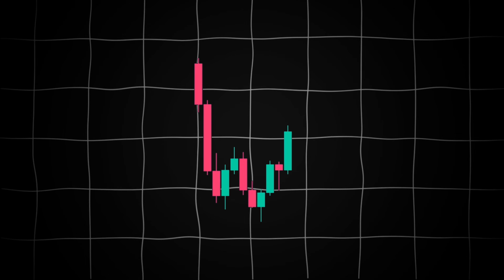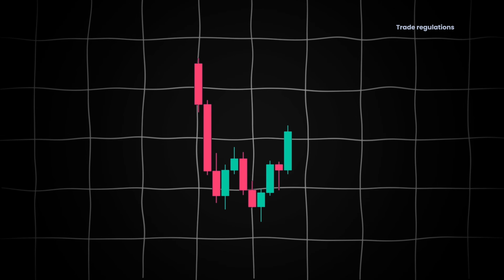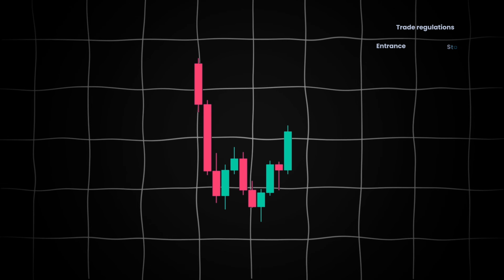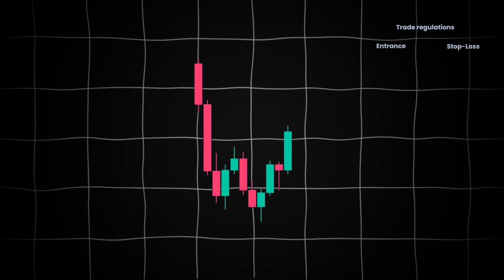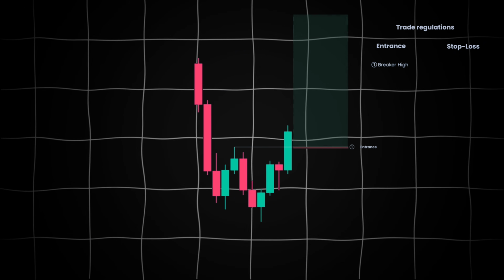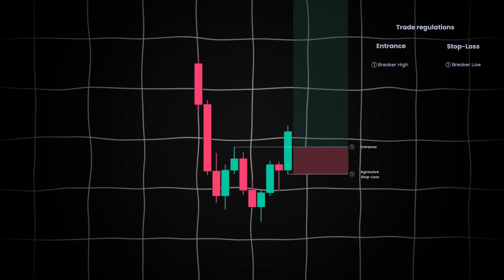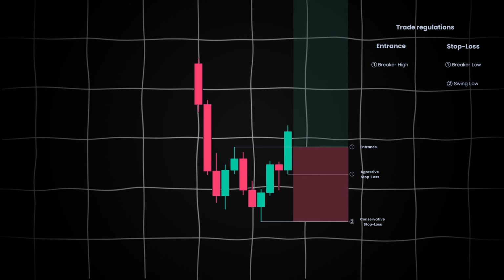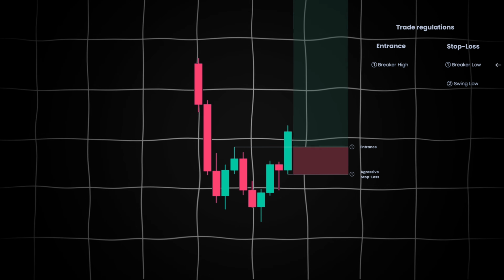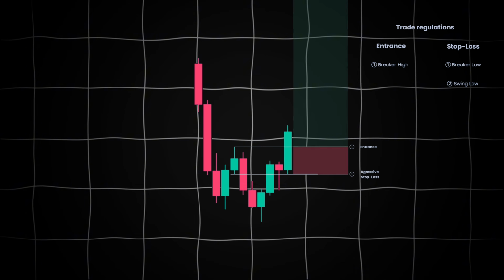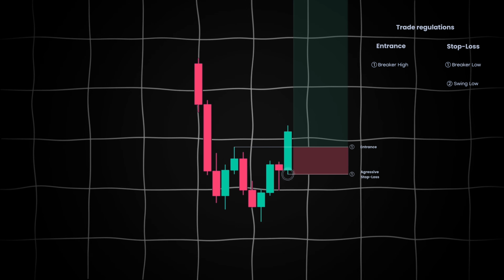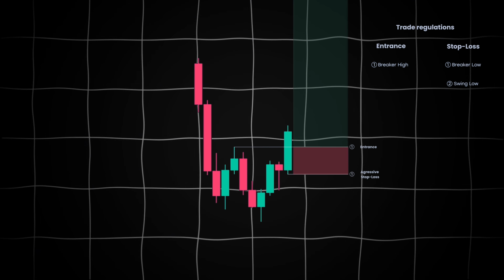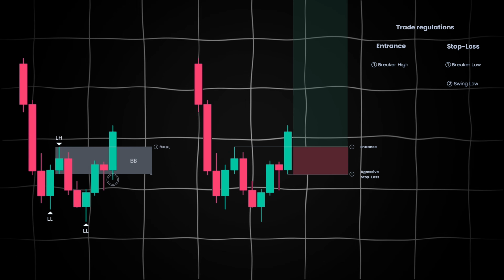To trade the breaker effectively, you need to understand how to enter a trade from it and where to place your stop loss. The most basic and simple way is to place a limit order to go long at its beginning. At the same time, the stop loss can be either aggressive or conservative depending on the situation. For example, I only use an aggressive stop loss if the minimum of the range coincides with the minimum of the impulse candle that broke through the structural lower high. Otherwise, I will always choose a conservative stop loss.